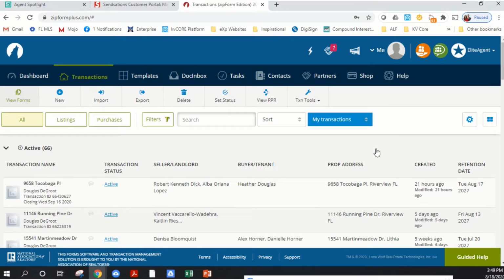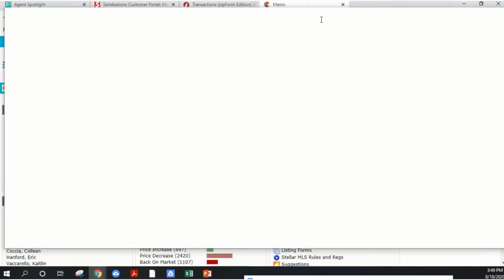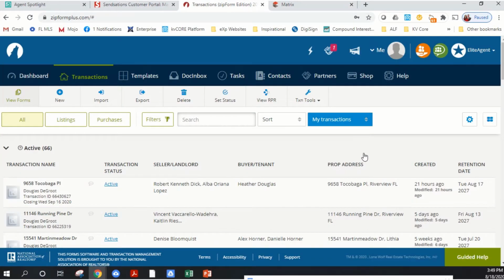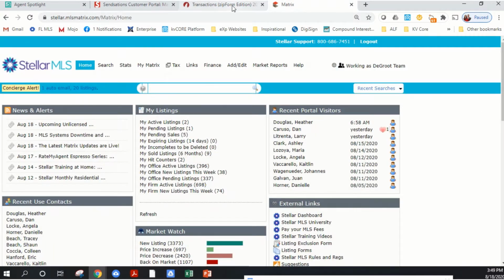Right, here we go. As promised, we are going to make a listing agreement. I'm going to go fairly quickly since you guys can pause and rewind and all that good stuff. So here I am in Zip Forms Plus.